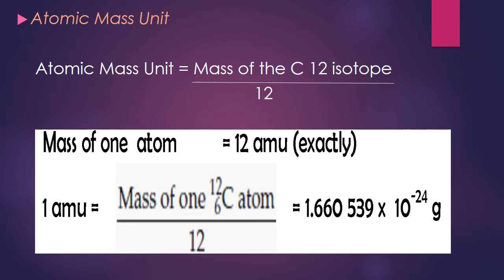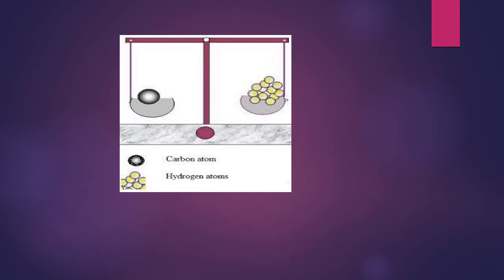Here the mass of carbon is due to the number of protons and neutrons in its atom, so the mass number of carbon is 12. So we divide the mass of the carbon atom by 12 to find the mass of one particle of carbon-12. So we can get an idea that one carbon atom equals 12 hydrogen atoms. Here the carbon atoms are denoted by the black color and the hydrogen atoms by a yellow color. So 12 hydrogen atoms are equal to one carbon atom.